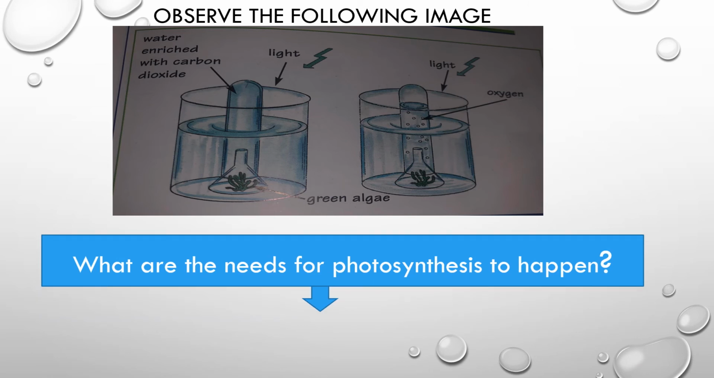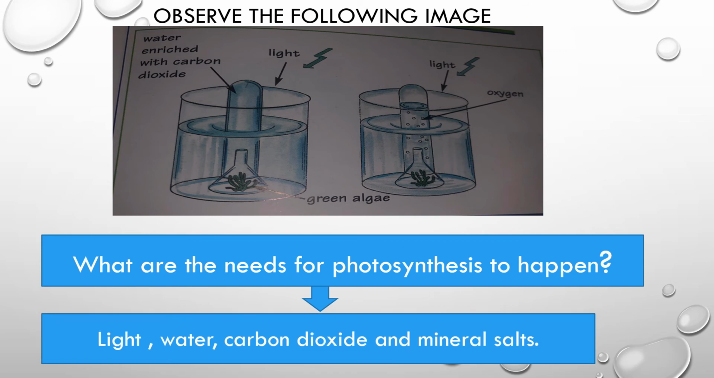Now it's time for me to ask you this question. What are the needs for photosynthesis to happen? So what does photosynthesis need to happen? Excellent. So photosynthesis needs light, water, carbon dioxide, and mineral salts.